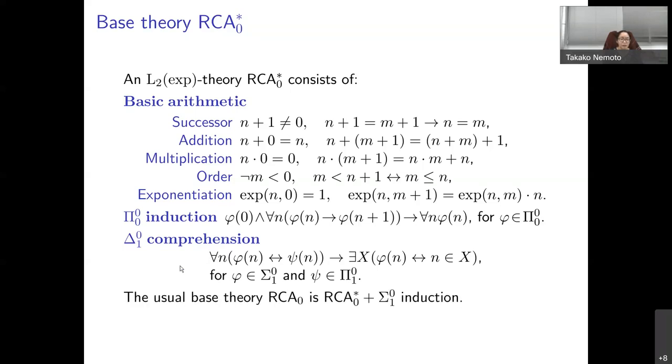And in Simpson's most famous book on second order arithmetic, the base theory RCA_0 is used instead of this RCA_0^*. But RCA_0 can be regarded as a system like RCA_0^* above plus Sigma^0_1 induction. So why I use this language L2 plus exponentiation is, I want to weaken this induction scheme to Sigma^0_0, but we need coding for natural numbers. That is the idea.